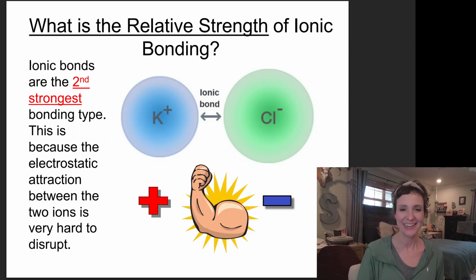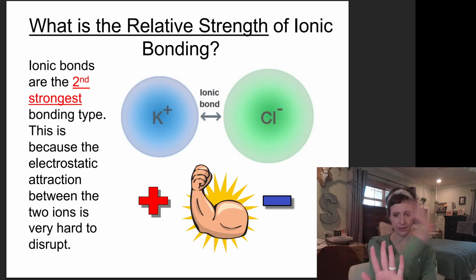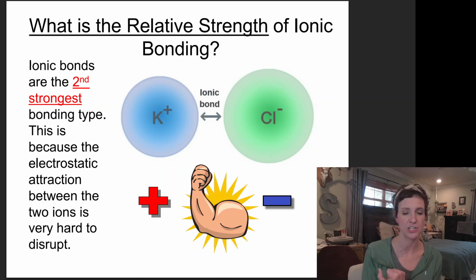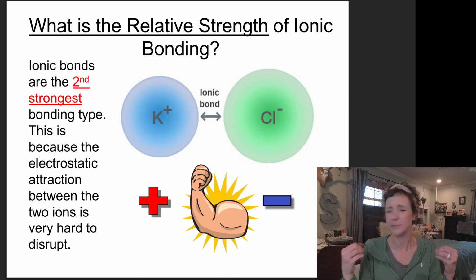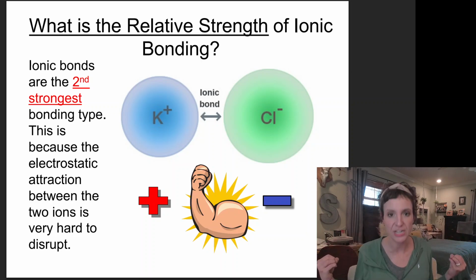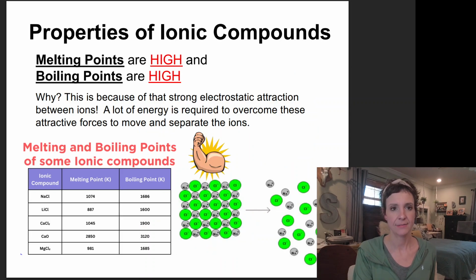Okay, let's move on. What is the relative strength of ionic bonding? In our intro, we did metallic, ionic, covalent, so that puts ionic bonding straight in the middle. They are the second strongest bonding type. And it's pretty strong because of that strong electrostatic attraction between the two ions. And it's hard to disrupt. When I say disrupt, I mean move them around or cause that separation from them wanting to be together. As a result of being pretty strong, ionic compounds have some really interesting properties.